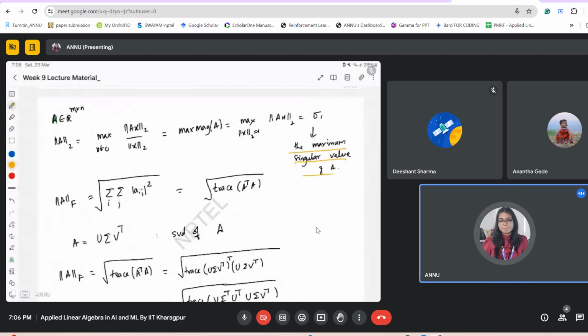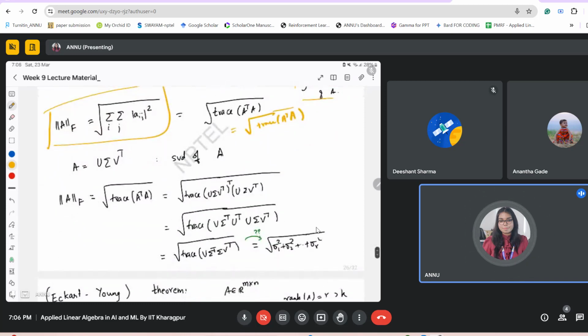The Frobenius norm is the root over the summation over i and summation over j of all the elements of any matrix. That can also be written as the trace of A transpose A, so the Frobenius norm is the root over trace of A transpose A. See how far we have come. This Frobenius norm is nothing but the root over the sum of all the sigma values squared. So that's great that we saw here.